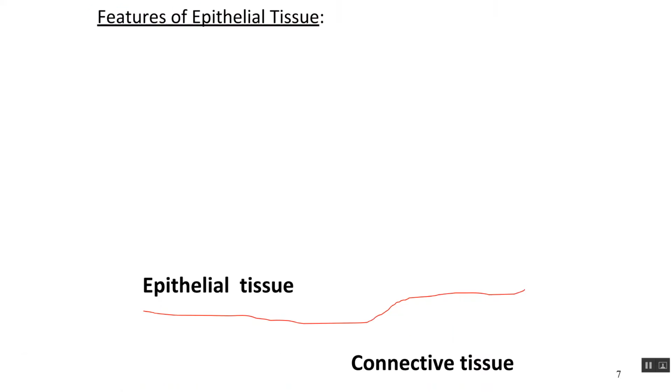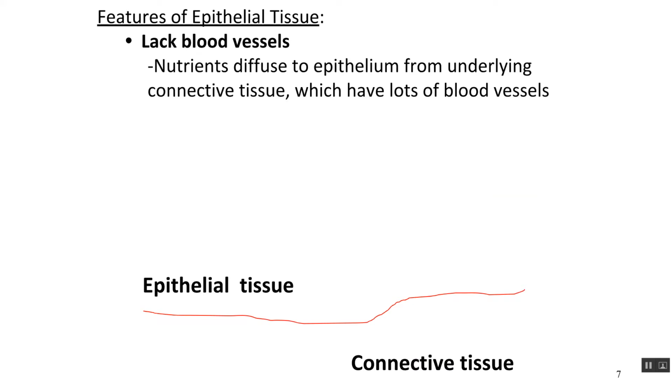All right, so features of the epithelial tissue. They lack blood vessels. The nutrients, so how do they get nutrients if they lack vessels? Those nutrients diffuse to epithelium from underlying connective tissue, which does have lots of blood vessels. If you don't remember what diffusion is, you need to pause this and look it up right now.